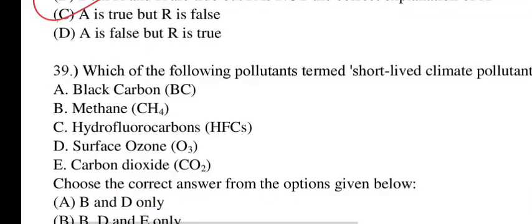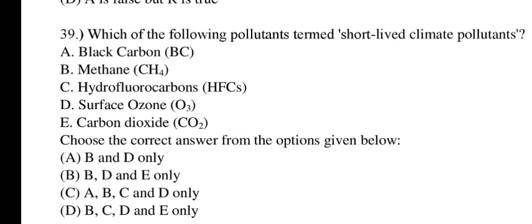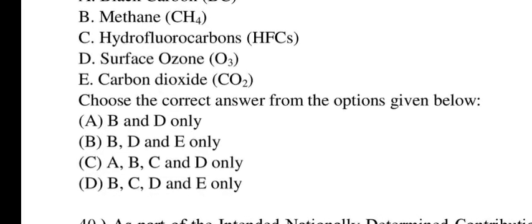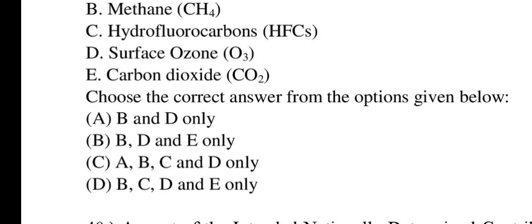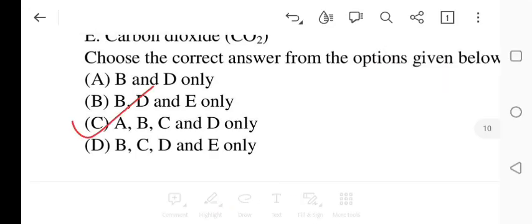Question 39 says, which of the following pollutants are termed short-lived climate pollutants? A, black carbon. B, methane, CH4. C, hydrochlorofluorocarbons, HFCs. D, surface ozone, O3. E, carbon dioxide, CO2. Choose the correct answer from the options given below. For number 39, option C will be correct: A, B, C, D all are correct, that means except E.